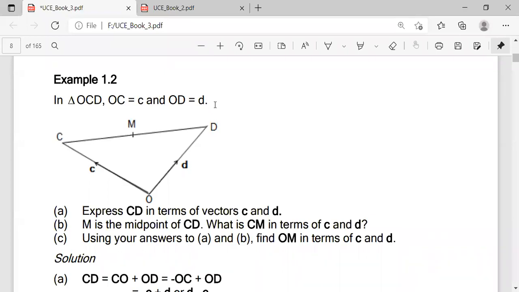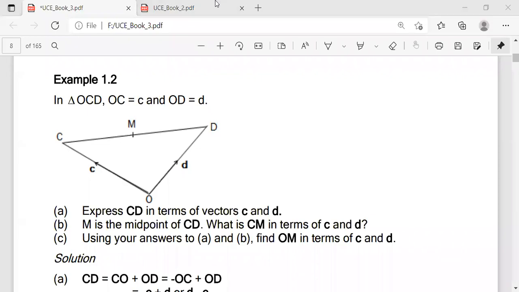Members, are you listening to me? If you want to say something, you just tap on that hand. You raise up the hand and then I can see and ask you. So Angela, you tell us, what is CM? CM is half of CD.